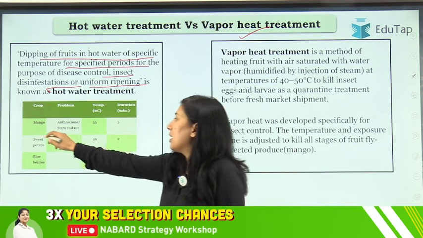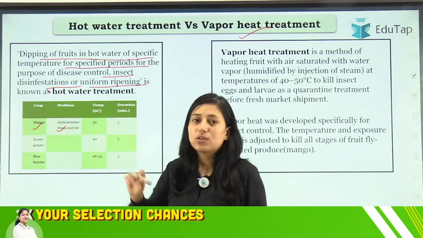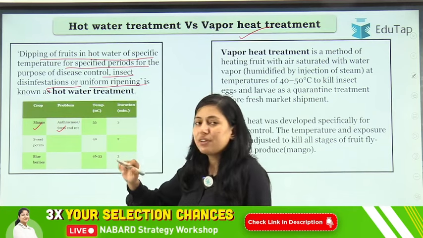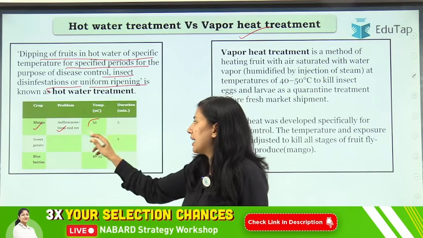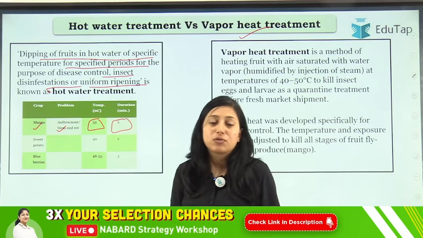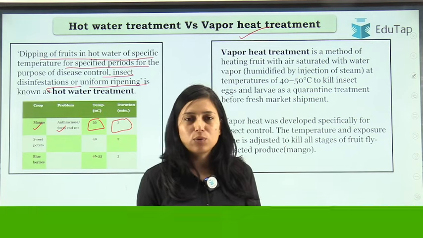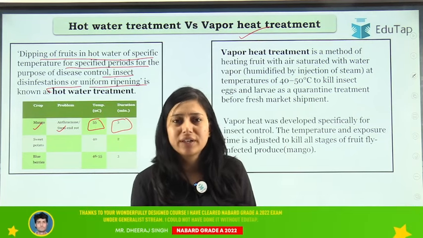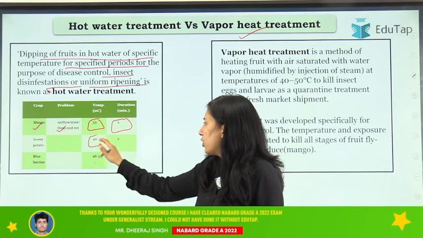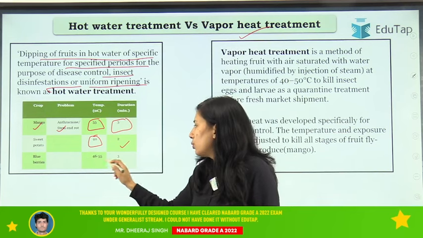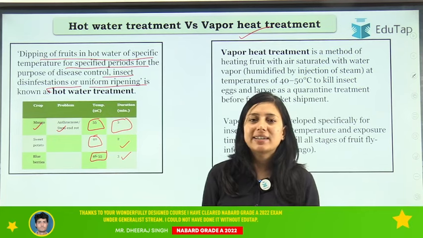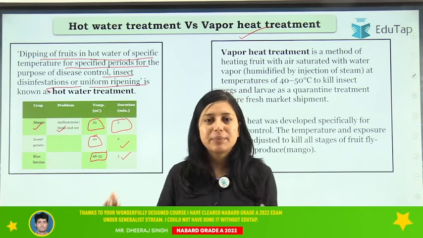Now here you can see that in mango, to control the anthracnose problem, that is stem end rot, we dip the mangoes in boiling water at 55 degrees Celsius, and the duration is 5 minutes. For 5 minutes we have to dip the mangoes into hot water at a temperature of 55 degrees Celsius. Clear? Then for sweet potato it is 40 degrees Celsius for 2 minutes. For blueberries it is 46 to 55 degrees Celsius for 3 minutes.